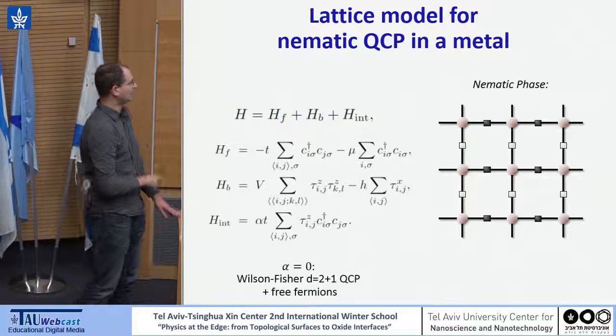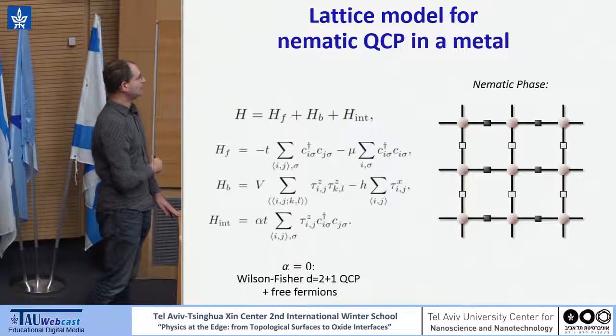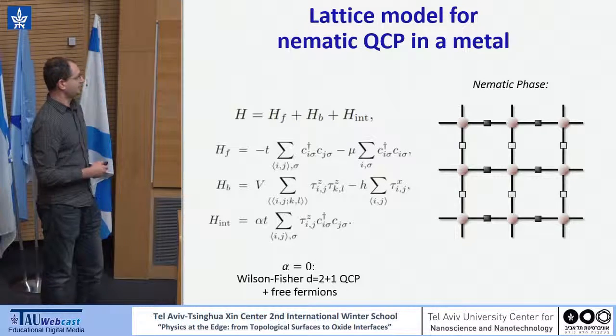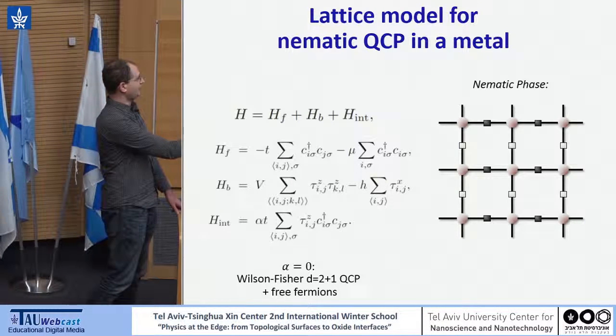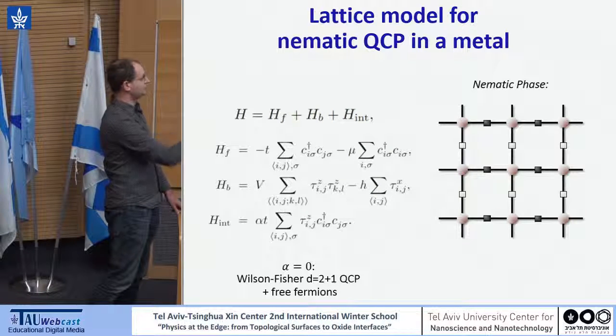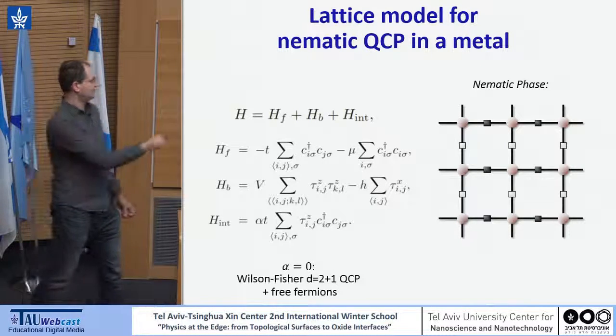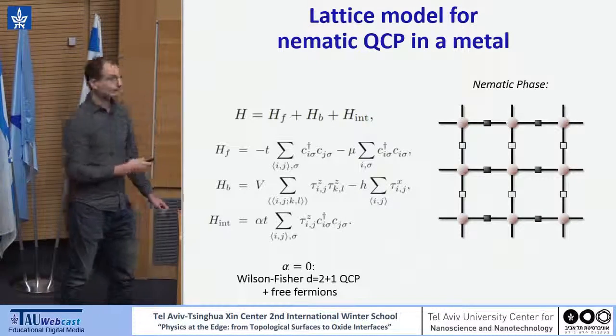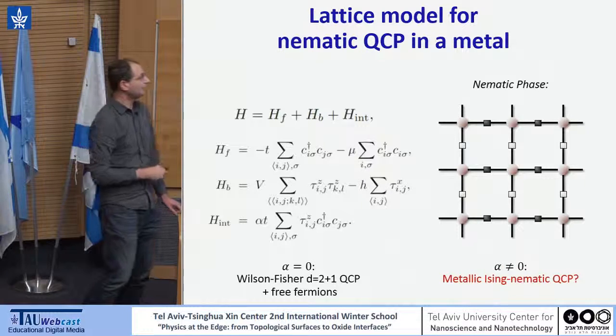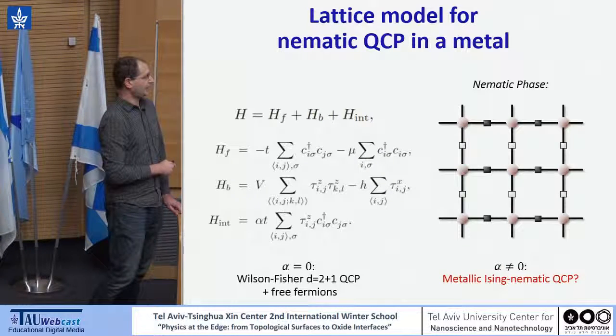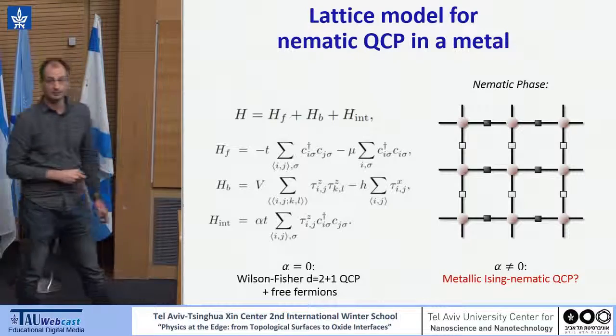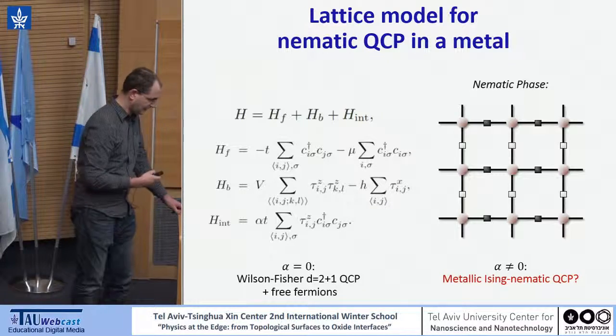When alpha is equal to zero, I basically know what the properties of this model are. The transverse field Ising model undergoes, as a function of H over V, a Wilson-Fisher D equals 2 plus 1 quantum critical point, and the fermions are just free. And now I'll crank up alpha and study this problem.